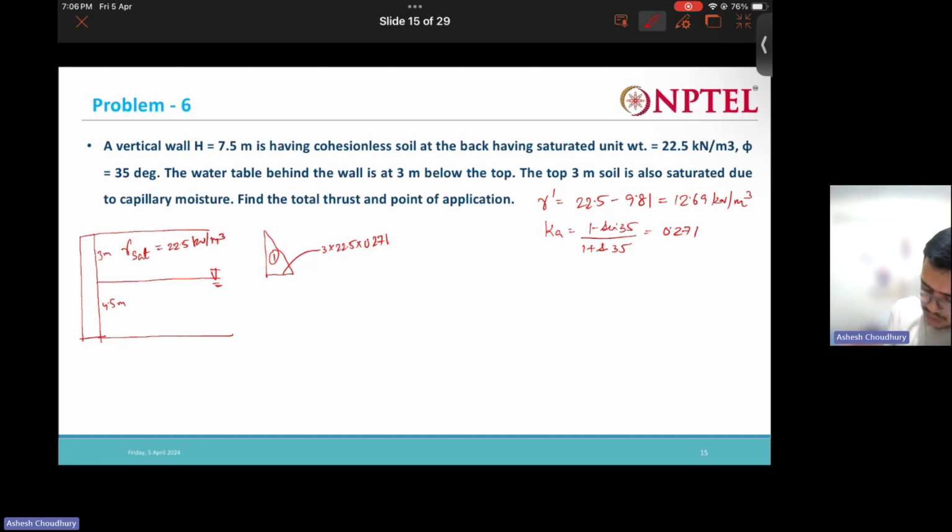Now it is given that the top portion of the soil is also saturated due to capillary moisture. So capillary rise will be negative. Some negative pressure will also be there. Okay, some negative pressure will be there. So this is what, minus, and below here we will be having this part.